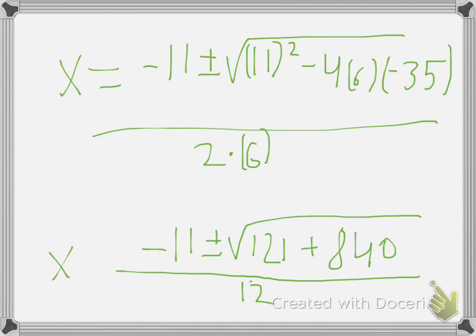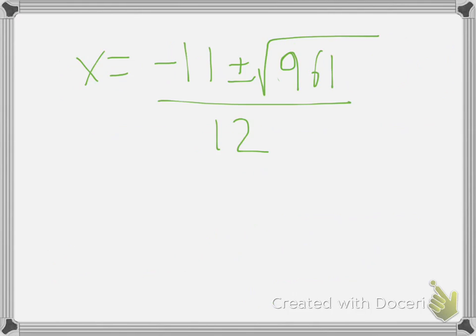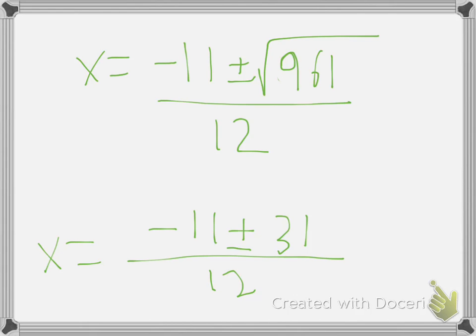This is the equation that x equals. The next thing we'll do is find the square root of 961. This turns out to be 31. So you're going to put negative 11 plus or minus 31 all over 12. And this is what x equals.